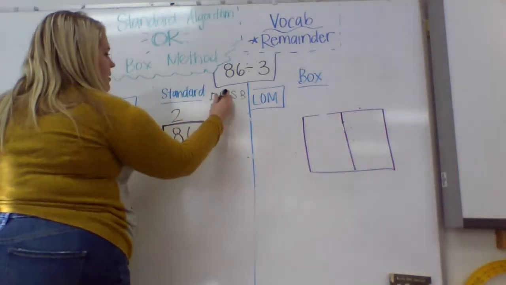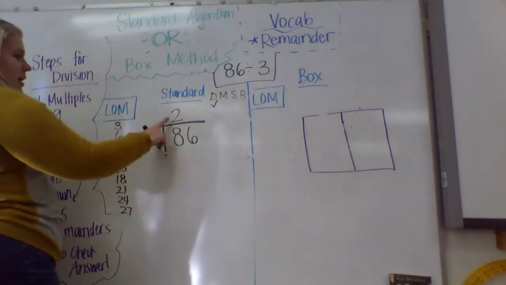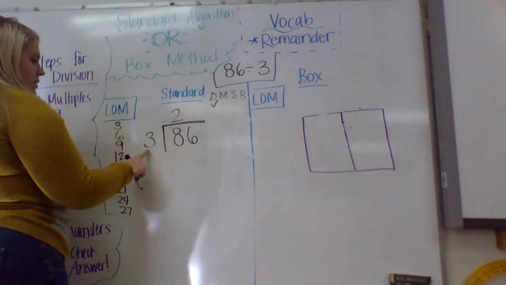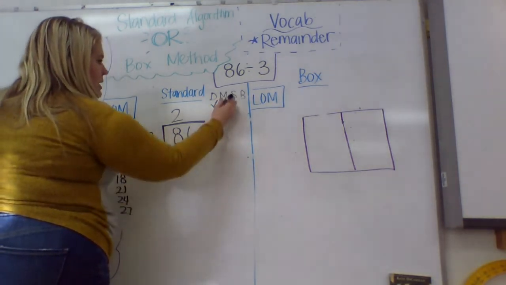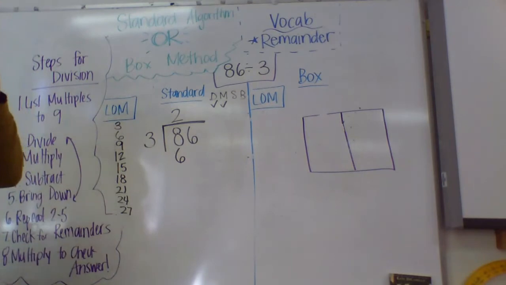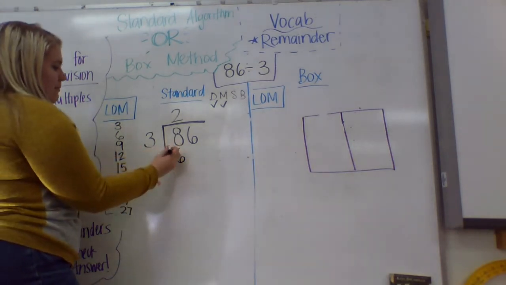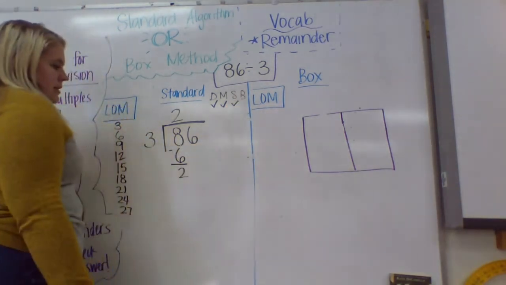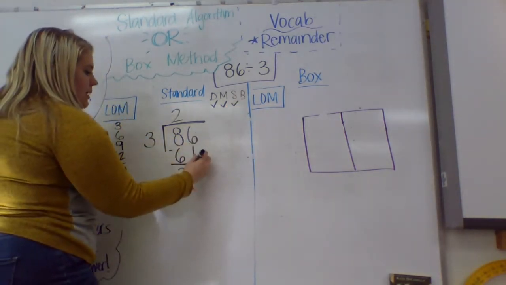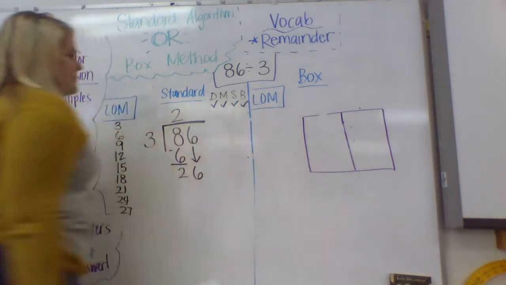I'm gonna check my division box. And now I'm gonna multiply. 2 times 3 equals 6. So I put my 6 directly under the 8 because that's the digit that I'm working with. Now, 8 minus 6 is 2. That's my subtract. I bring down one number at a time. So now I have 26.